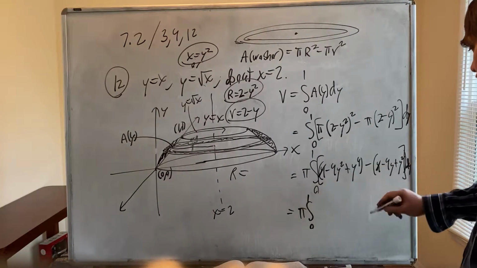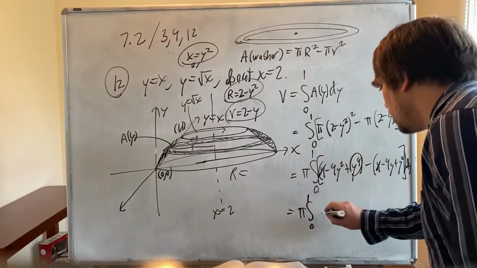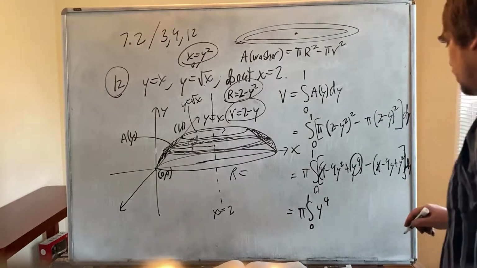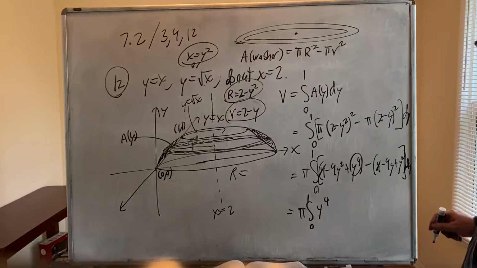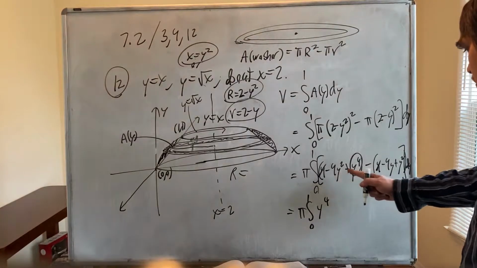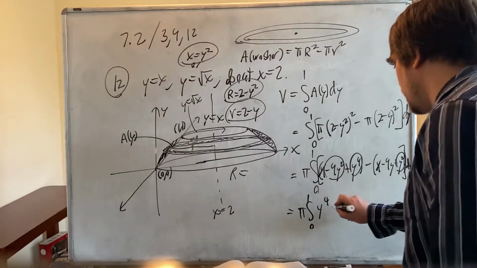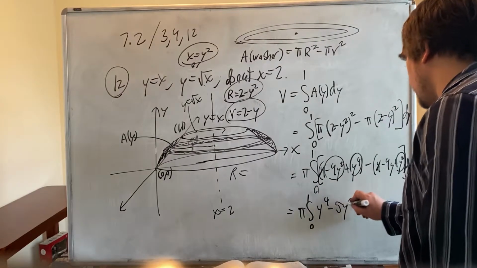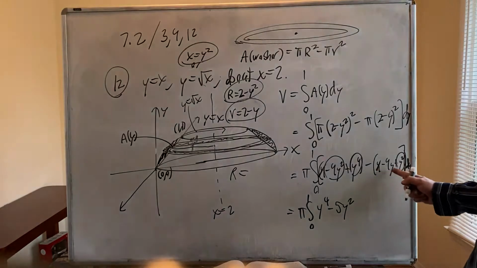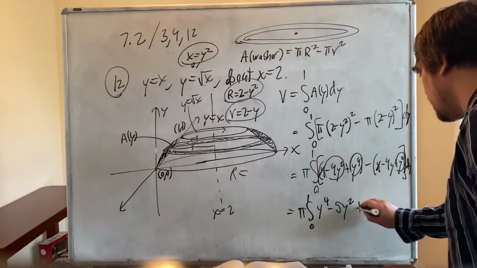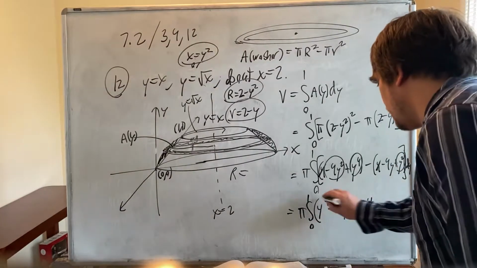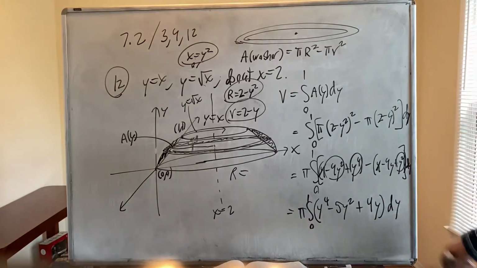Let's do y to the fourth. This is y to the fourth. That's y to the fourth. Negative 4y squared minus y squared. Negative 4y squared minus y squared is minus 5y squared. Then minus negative 4y is plus 4y. dy.